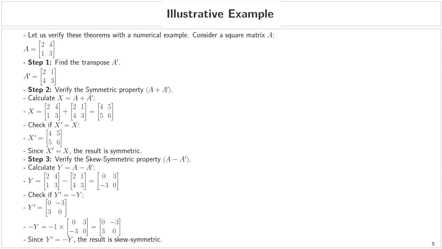This example perfectly illustrates the theorems we proved in the previous slides. In the next section, we will summarize the key takeaways and discuss some common mistakes to avoid when performing these calculations. Key takeaways. Now that we have walked through the formal proofs and verified them with a numerical example, let us summarize the key takeaways from this lesson.